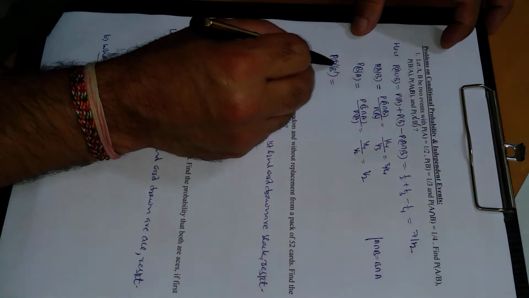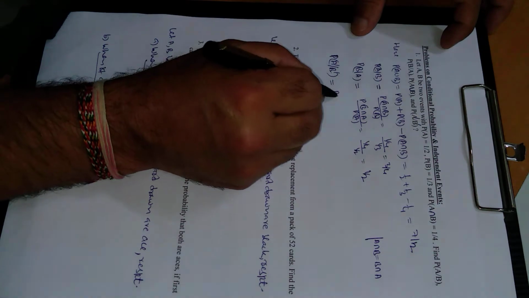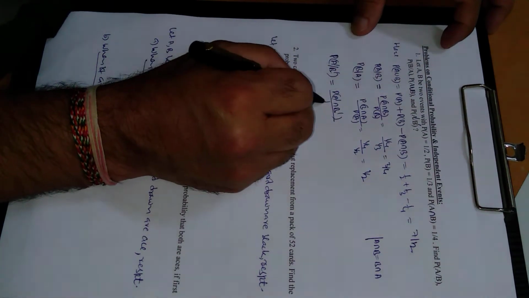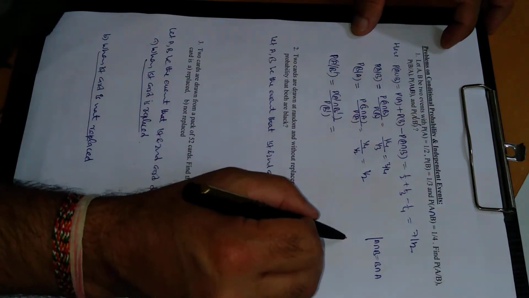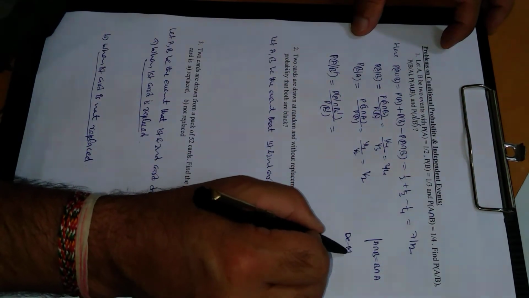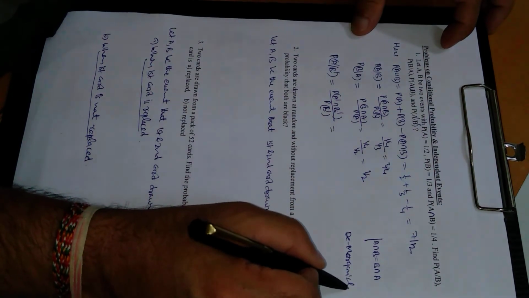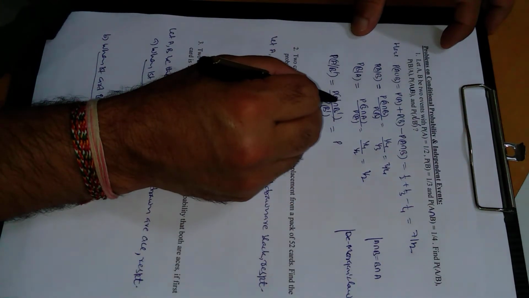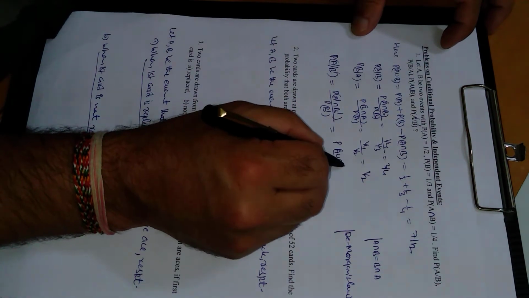Next is P of not A, given that not B has already occurred. So by the definition of conditional probability, this is again not A intersection not B divided by P of not B. By De Morgan's law, this is one of the statements of De Morgan's law of sets, right? So not A intersection not B means not of A union B.